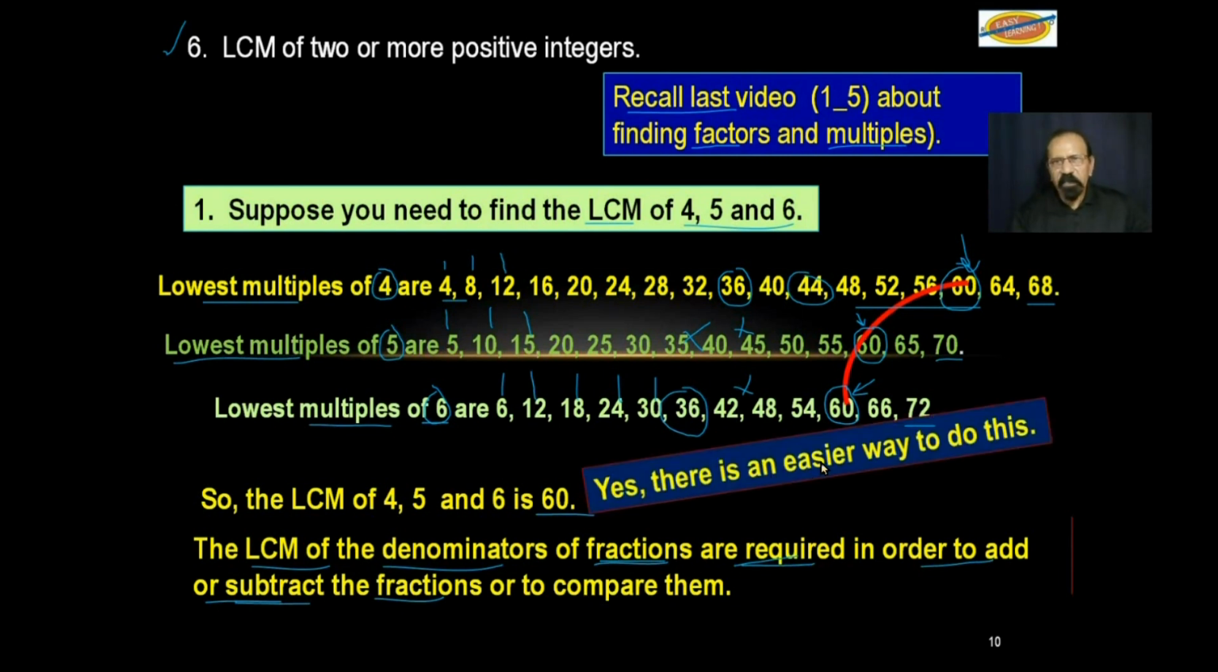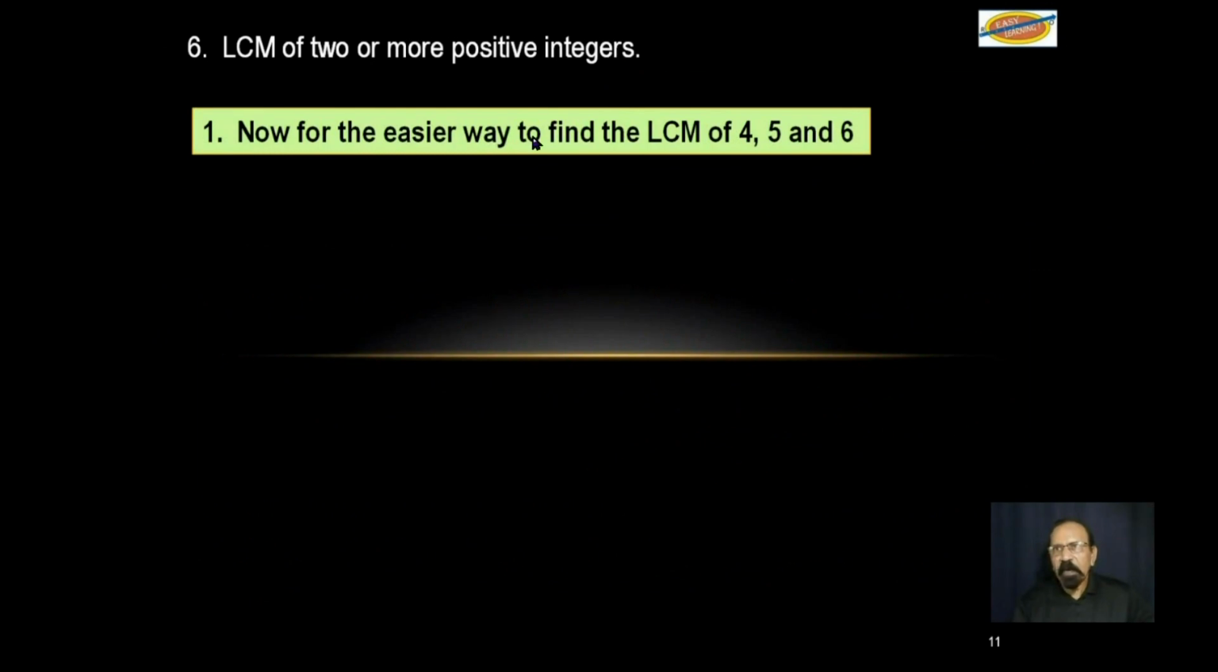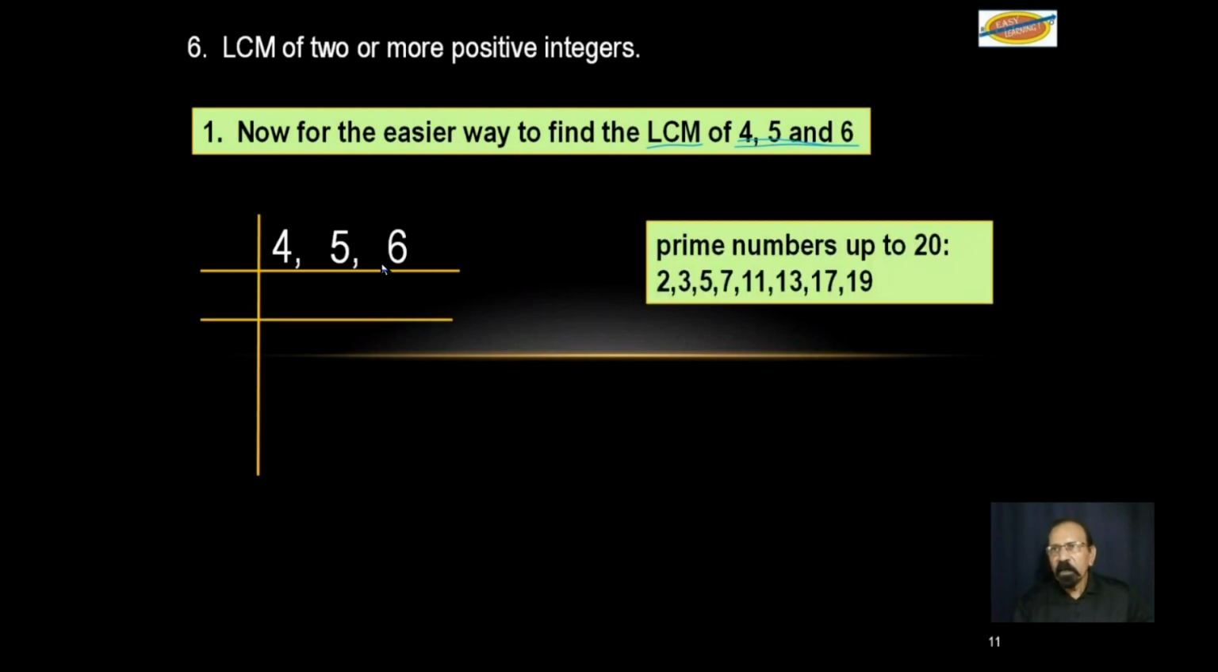So yes, is there an easier way to define LCM? Yes. And if you recall what happened in video 1.3.3a, we will review some of that right now. Now for the easier way to find LCM of some numbers, let's say these are the denominators of some fractions. So you set those numbers like this, and then you start dividing by the lowest prime number if it can divide anything in that row. And in this case, it can. So you start dividing by 2.